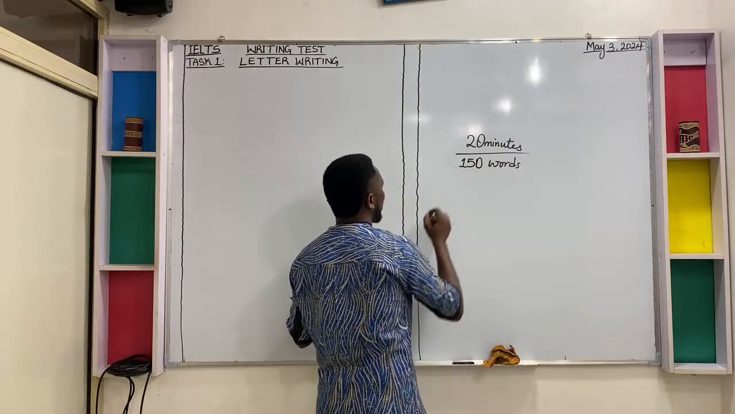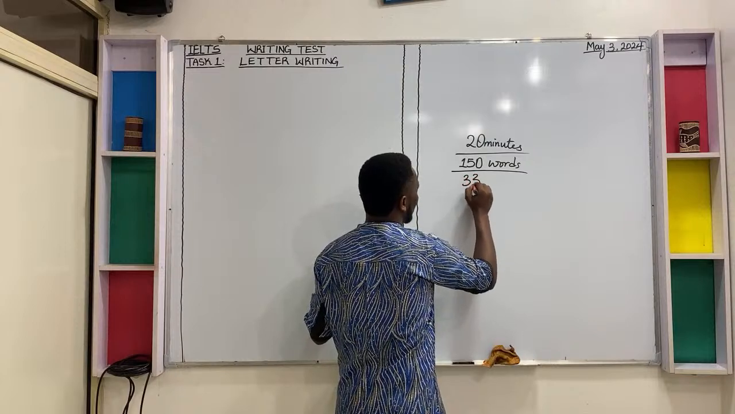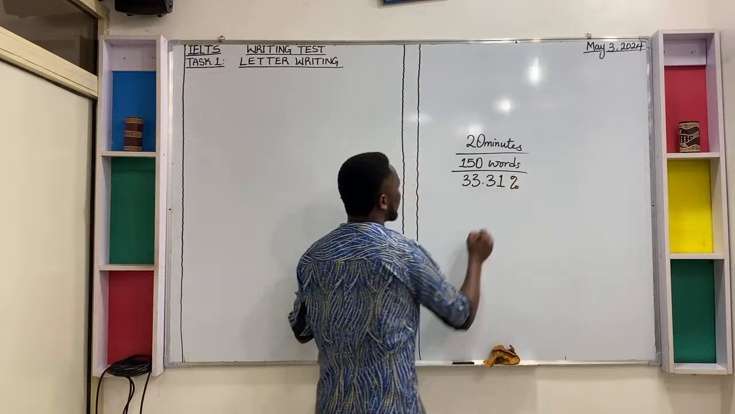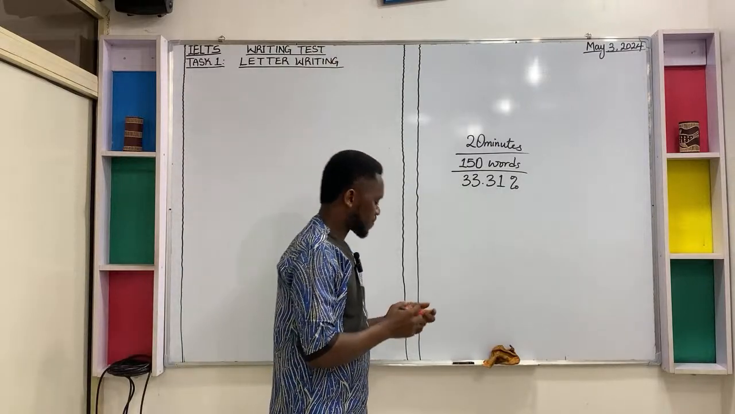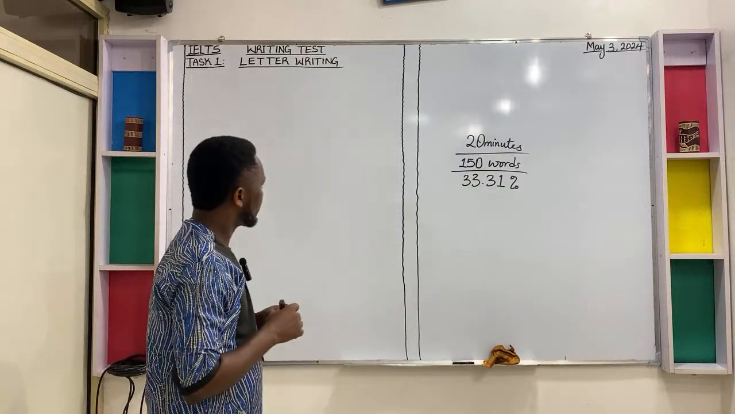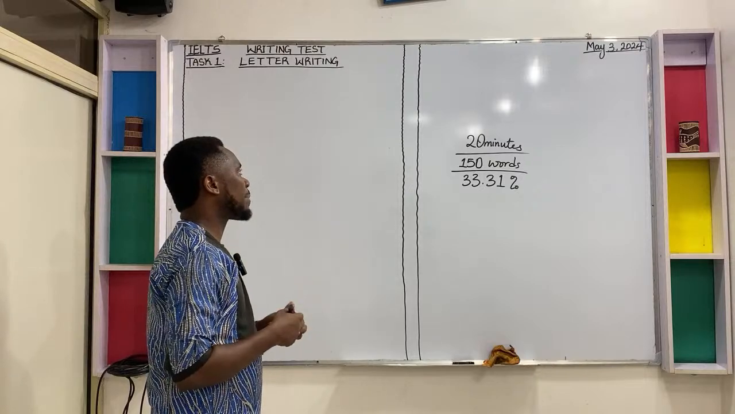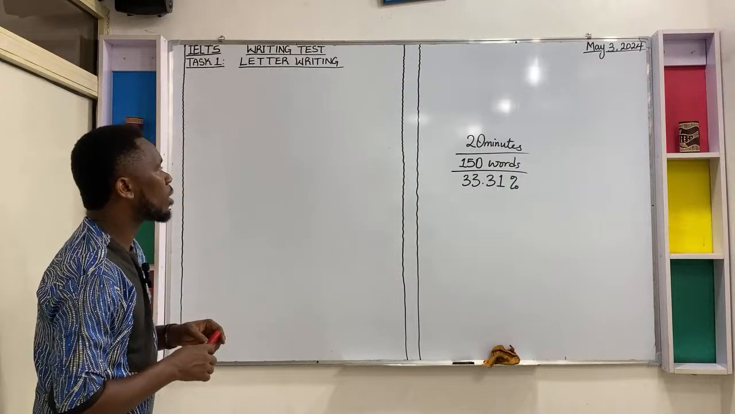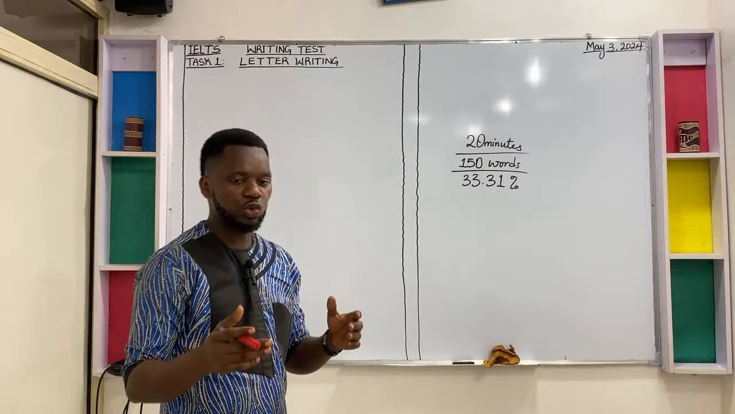And then your letter writing would give you 33.31% of the total mark you get from the writing module of the IELTS test. Now, in your writing test, you never can tell the type of letter that would come. You never can tell where your question would come from. But I would like to ask, how many types of letters do we have?